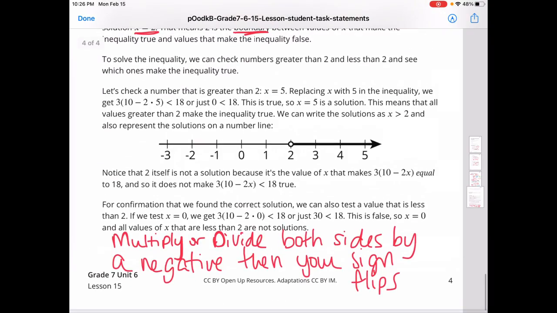So your steps are honestly the same as working with an equation, except when you multiply or divide both sides by a negative, then your sign needs to change. So if it was originally greater than, it would become less than. If it was greater than or equal to, it would be less than or equal to, and vice versa.